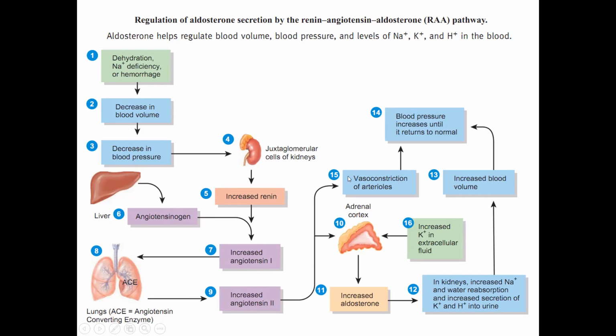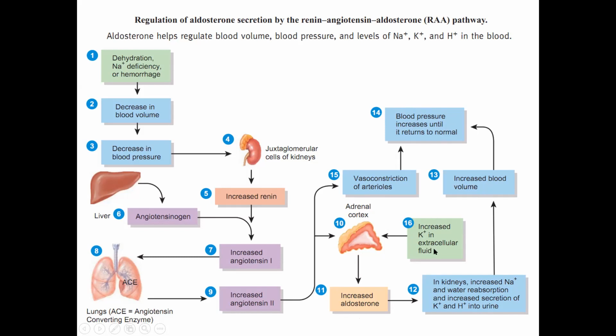This angiotensin 2 will actually lead to the constriction of your arterioles. Now, if there's vasoconstriction of your arterioles, of course, there would be an increase in the blood pressure until the blood pressure returns to normal. And if there's increased angiotensin 2, the adrenal cortex will sense it, and the body's response would be to increase aldosterone. So in the kidneys, there would be increased sodium and water reabsorption and increased secretion of your potassium and hydrogen ion into the urine, which would in turn increase blood volume and blood pressure.